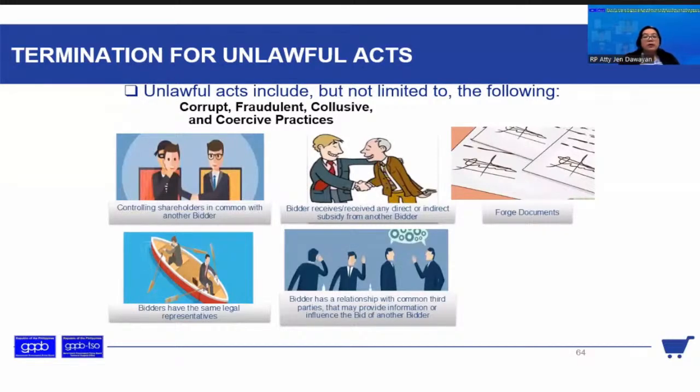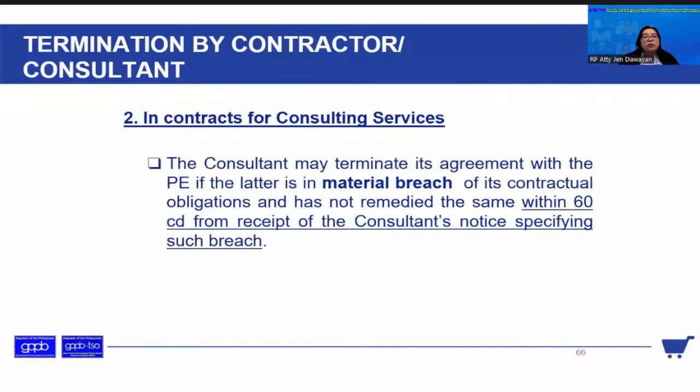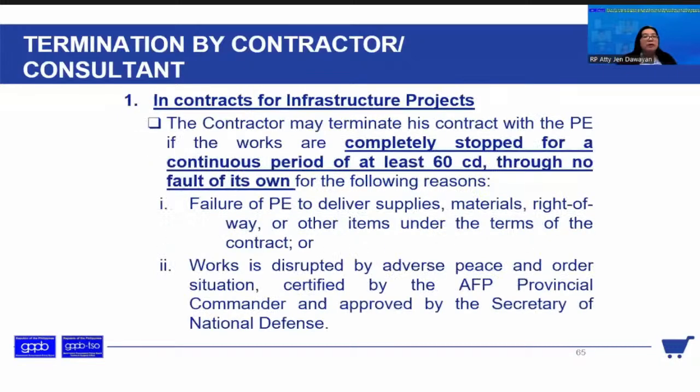So what about the contractor or consultant terminating by himself? For construction projects, so for an infrastructure project, the contractor may terminate his contract with the procuring entity if the works are completely stopped for a continuous period of at least 60 days through no fault of his own.